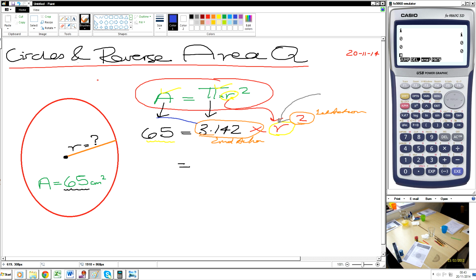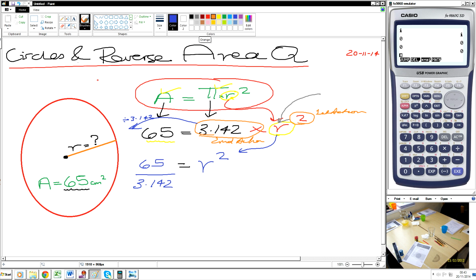The opposite of times by 3.142 is divided by 3.142. So we can rewrite this line as 65 divided by 3.142 is equal to, I'm just going to copy this r squared down a bit over here, left with r squared. Now, we don't want r squared, we want to work out the value of r.